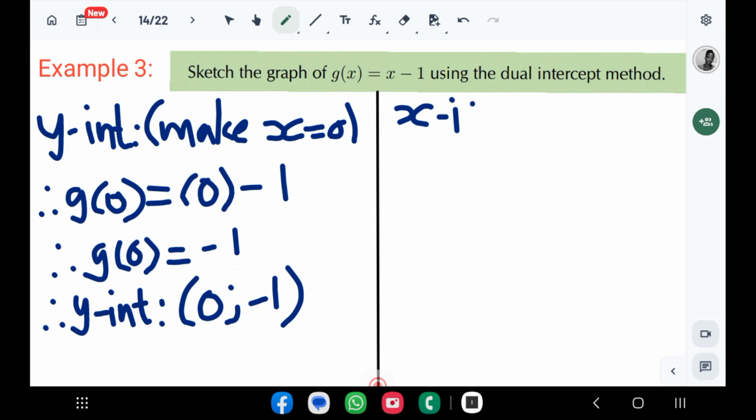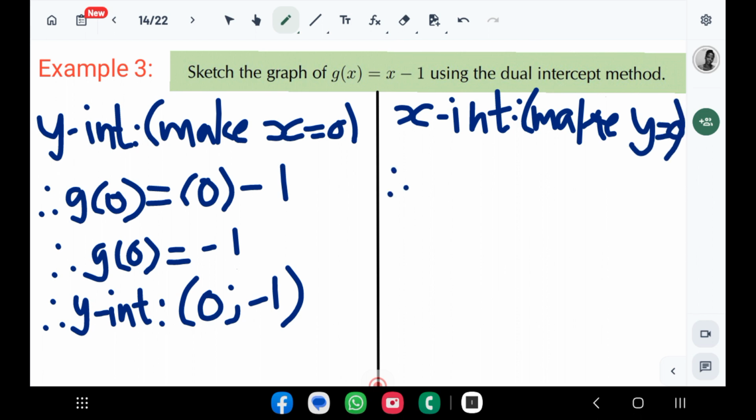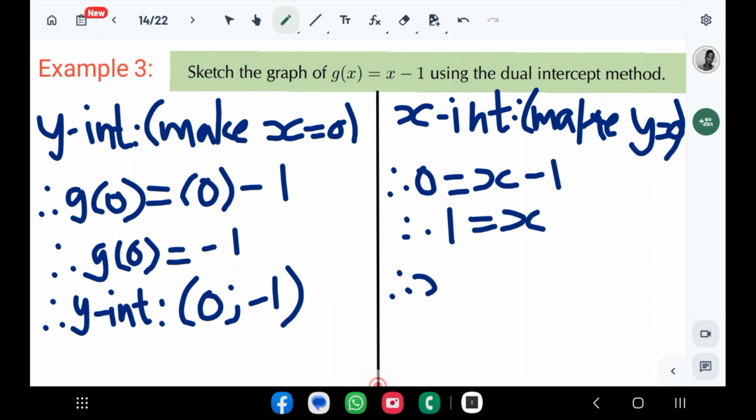Now let's find the x-intercept. To find the x-intercept, you make y 0. So we go 0 equals x minus 1, and we solve. Take everything that's not x to the left-hand side, so that becomes 1 equals x. Therefore, the x-intercept is the point (1, 0). Now let's plot these points on the graph, on a Cartesian plane.